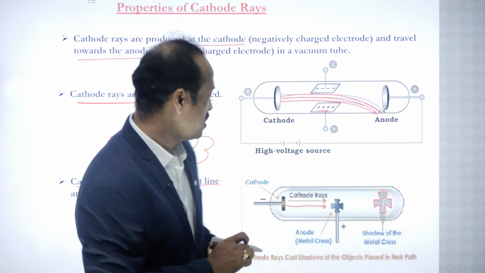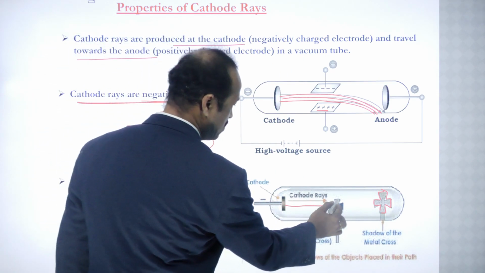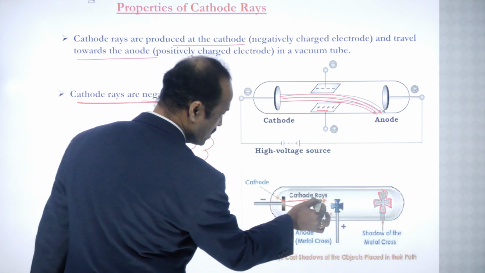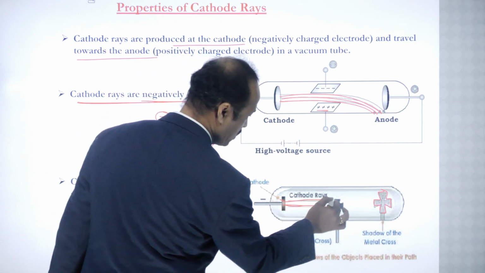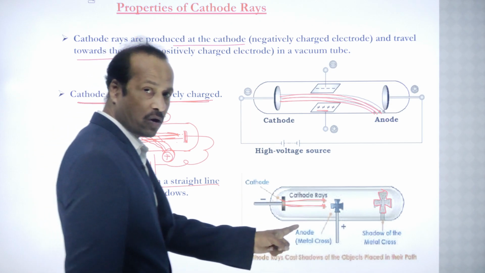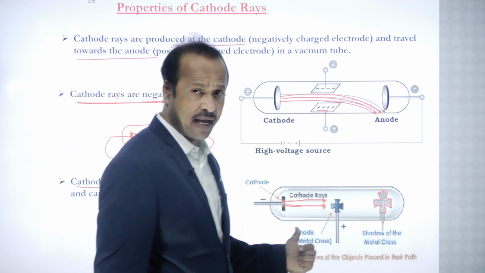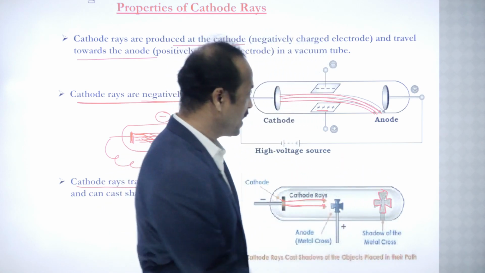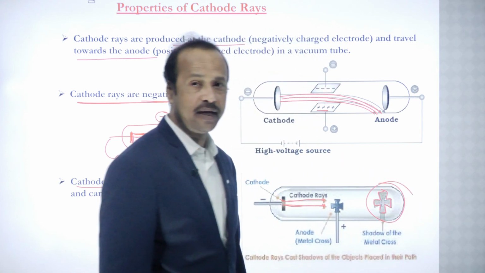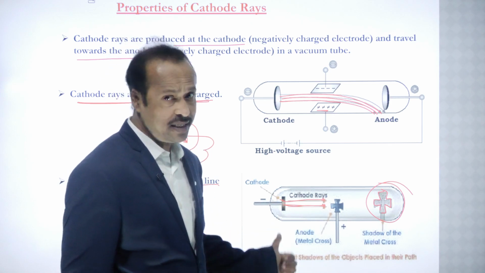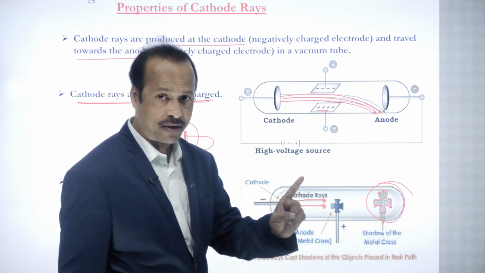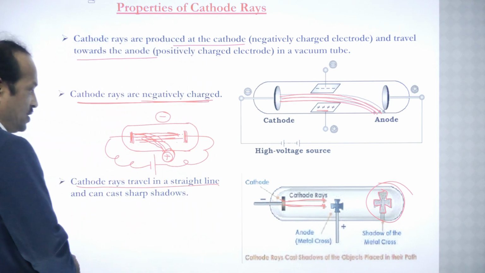So here also J. J. Thomson arranged a metal cross. Can you see the metal cross in the path of the cathode rays? The cathode rays pass straight and strike the metal cross. As the metal cross is opaque to the cathode rays, a shadow is cast behind it, on the anode side. So this shows that cathode rays travel in a straight line.